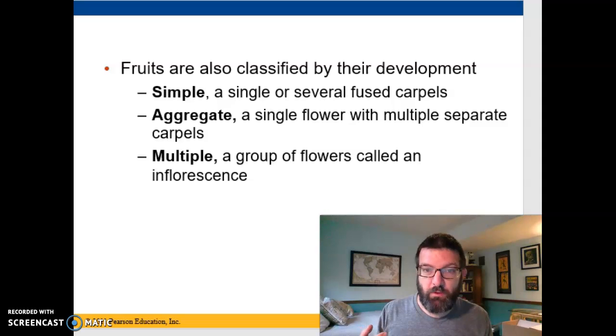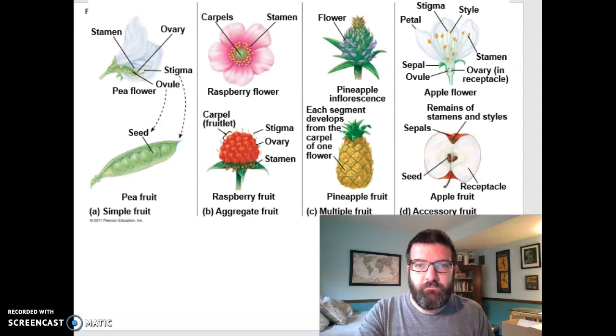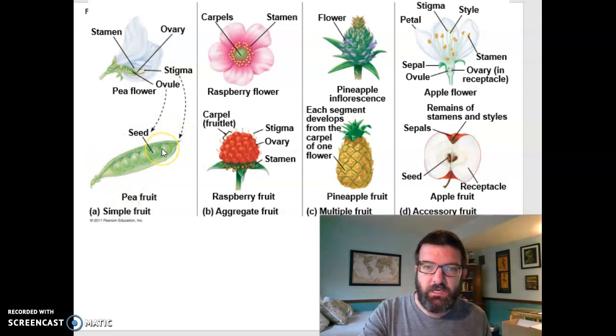Or a multiple flower if you have several different flowers in a group of flowers called an inflorescence. Your pea fruit is an example of a simple fruit, right? So essentially a single carpel with lots of different ovules inside, which each become a seed. I know we don't think of peas as fruits, but they are botanically.